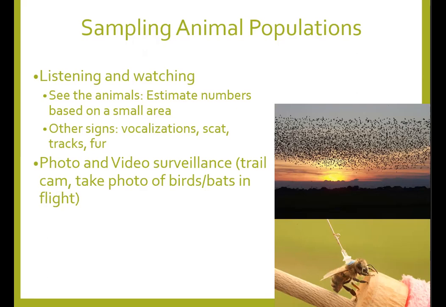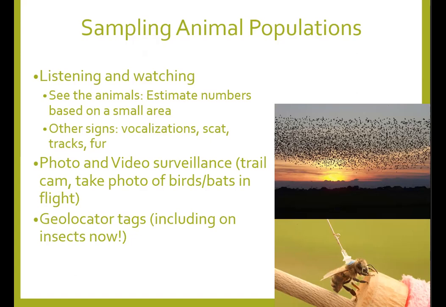Different types of surveillance. You can use trail cams and see who is visiting the site. It of course takes a photo of whoever is around, and then you know that certain animals are there.